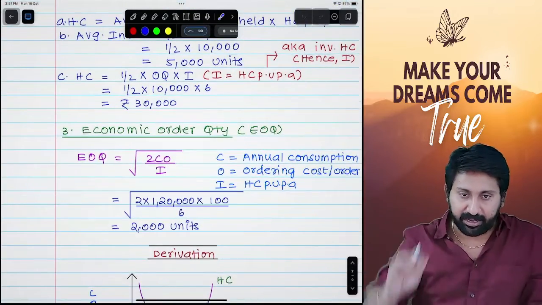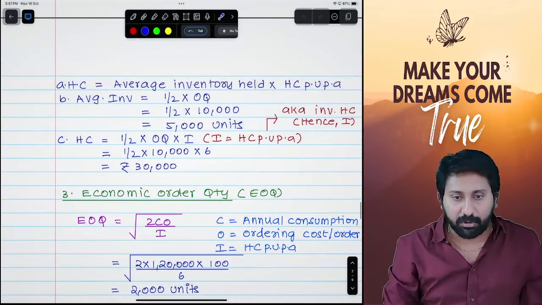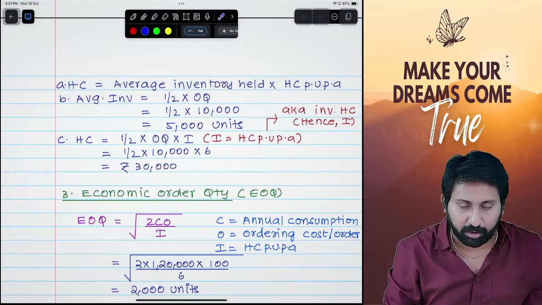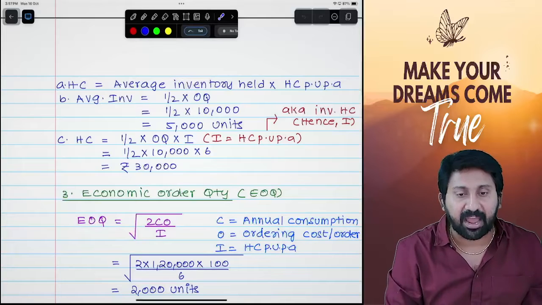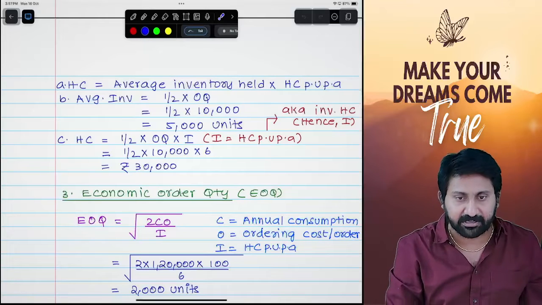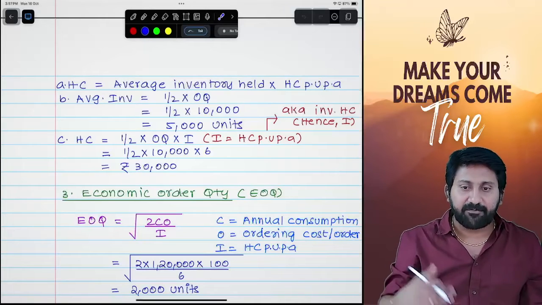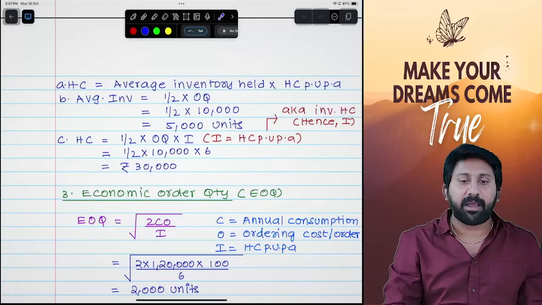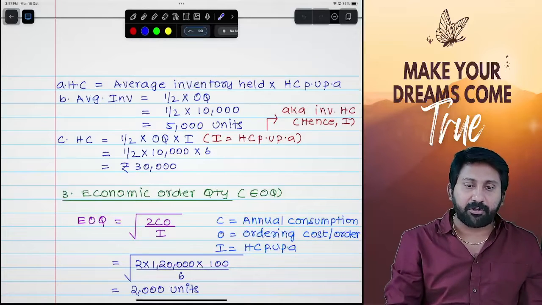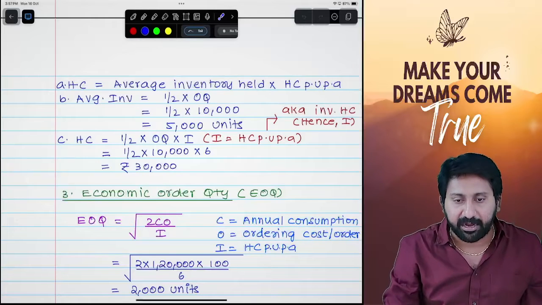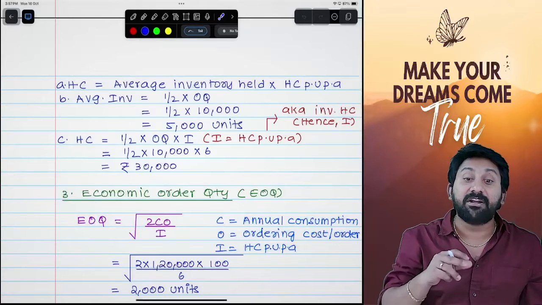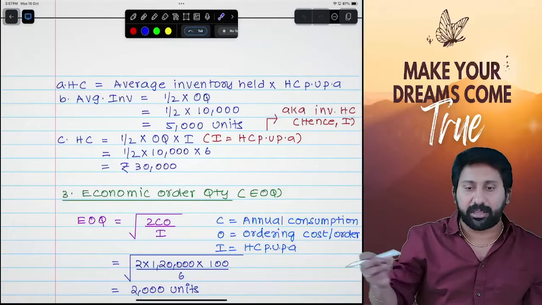That's what I have done here. So half into OQ. What is OQ? Ordering quantity. Half average inventory. Half into inventory, 5,000 units. Holding cost will be half into ordering quantity, that means the average quantity what you calculated, into I. I means inventory carrying cost, also called the holding cost.